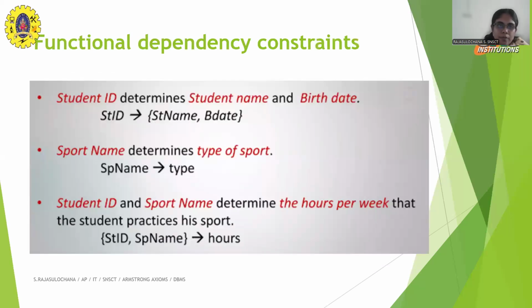So here are a few examples for functional dependency. If student ID can determine the attributes student name and birth date. From the student ID, we can determine the student name and birth date.